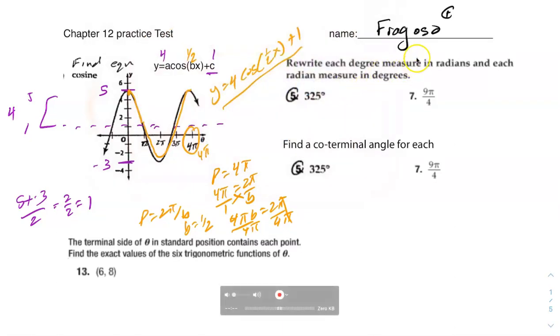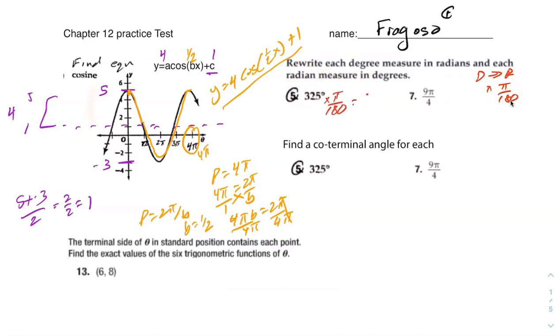Rewrite each degree measure in radians and write each radian measure in degrees. So we have to convert these. If you want to go from degrees to radians, you multiply by pi over 180. I always think about it like degrees doesn't have a pi, so I need to get the pi. So it's pi over 180, and we get 325 pi over 180. I guess I could divide that by 5, but I don't have space. I'm going to leave it like that.